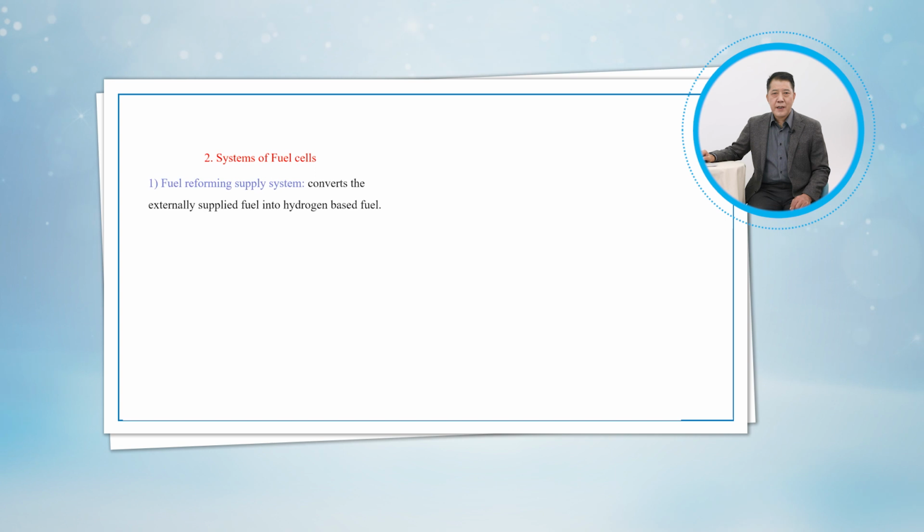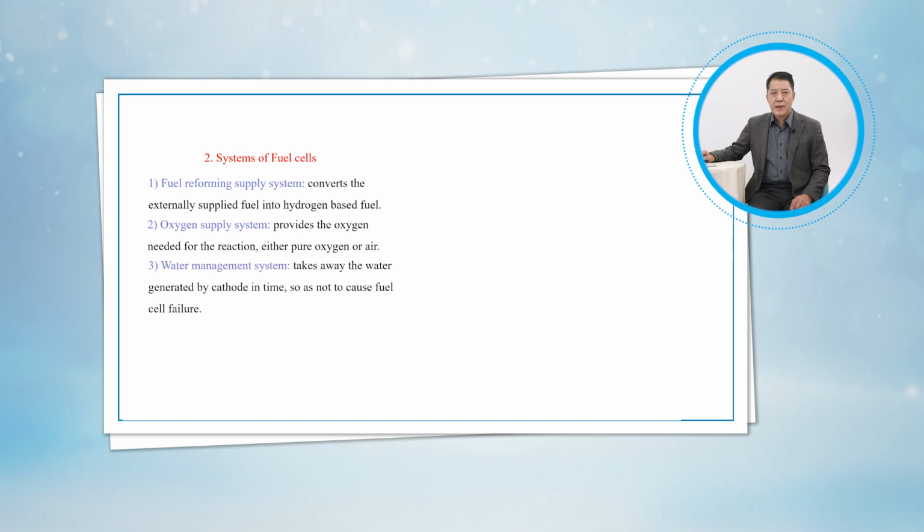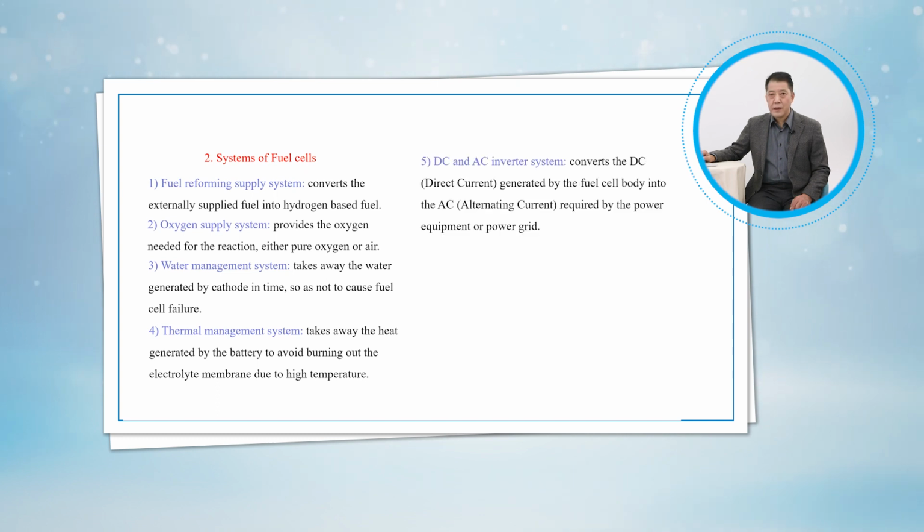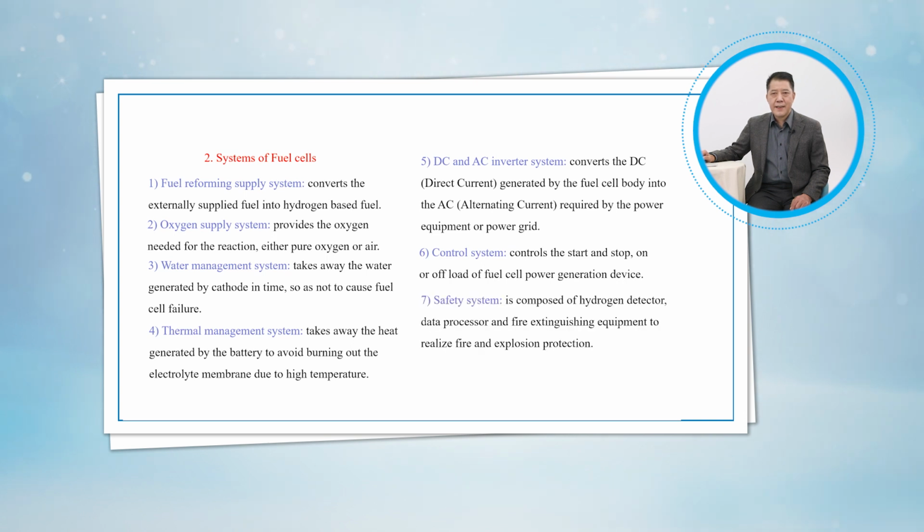The first is the fuel reforming supply system. The second is the oxygen supply system. The third is the water management system. The fourth is the thermal management system. The fifth is the DC and AC inverter system. The sixth is the control system, and finally, the seventh is the safety system.